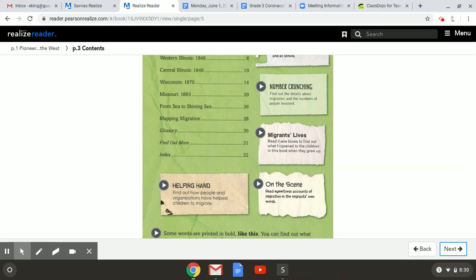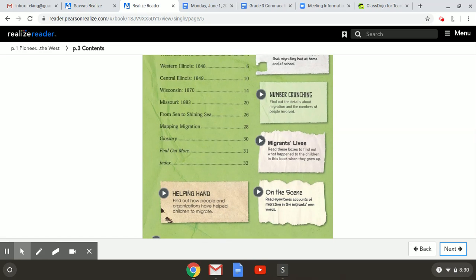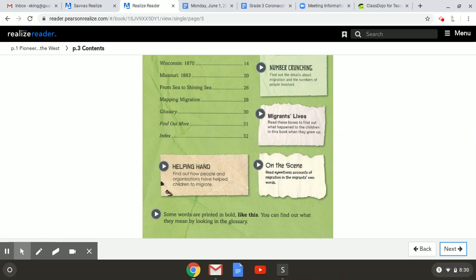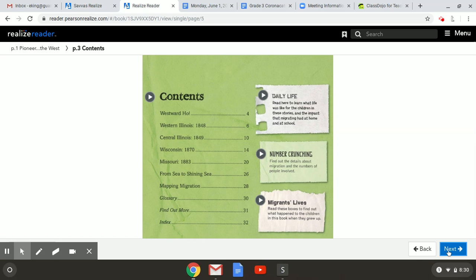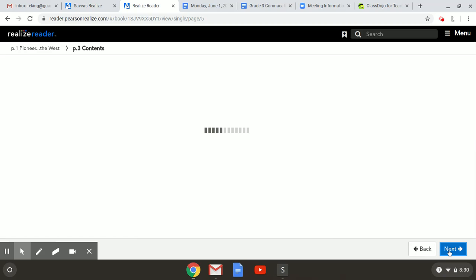Migrants' lives. Migrants are the people who were moving west. On the scene, it says read eyewitness accounts of migration in the migrants' own words. So these are people that were actually alive back then that were moving west. And then helping hand, these text features here with the stains on them, you find out how people and organizations have helped children to migrate. So this is all about mostly kids heading west. All right, so let's get started.